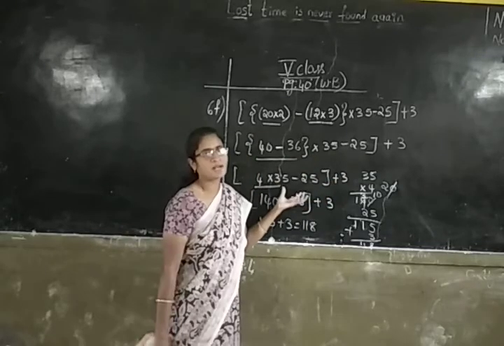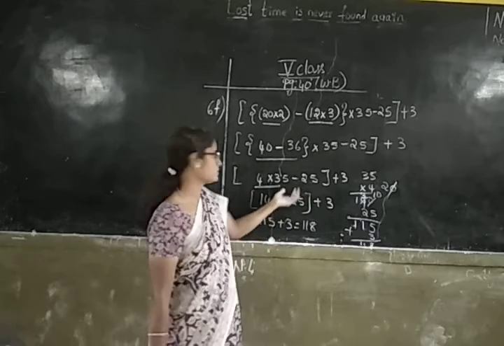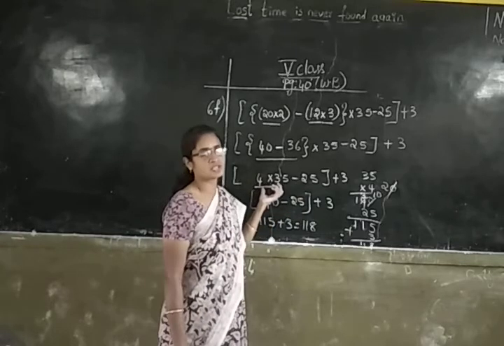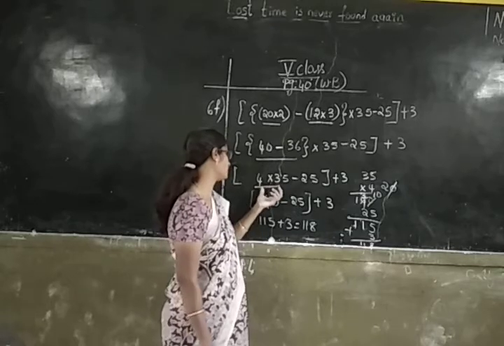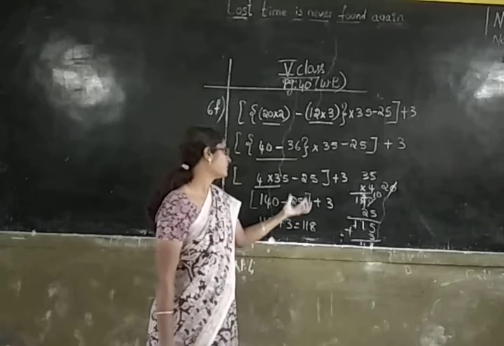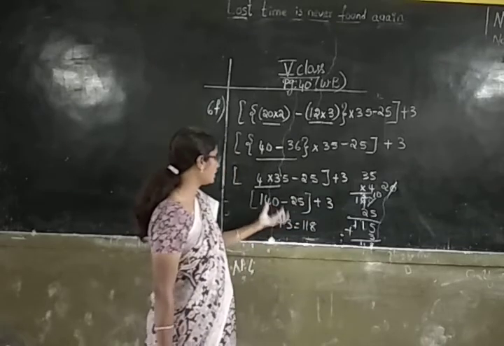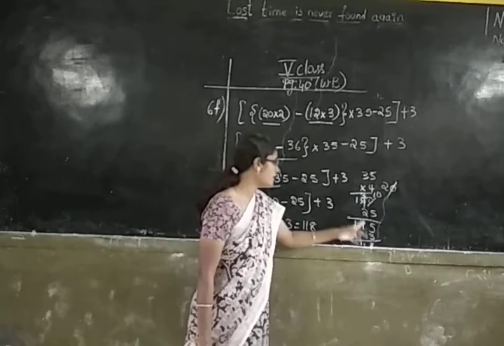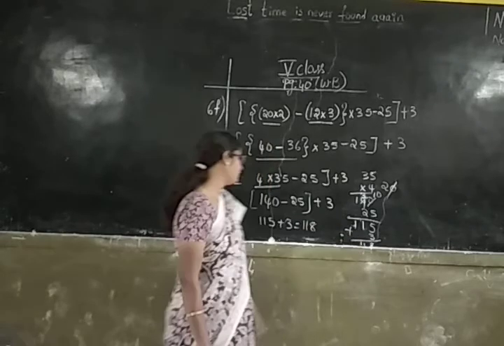Here in the square bracket also you have to follow the BODMAS rule. Here there are no terms of division, but there are terms of multiplication. So first you have to do the multiplication. 4 35s are 140 minus 25. After multiplication you have to do the subtraction. 140 minus 25 is 115.